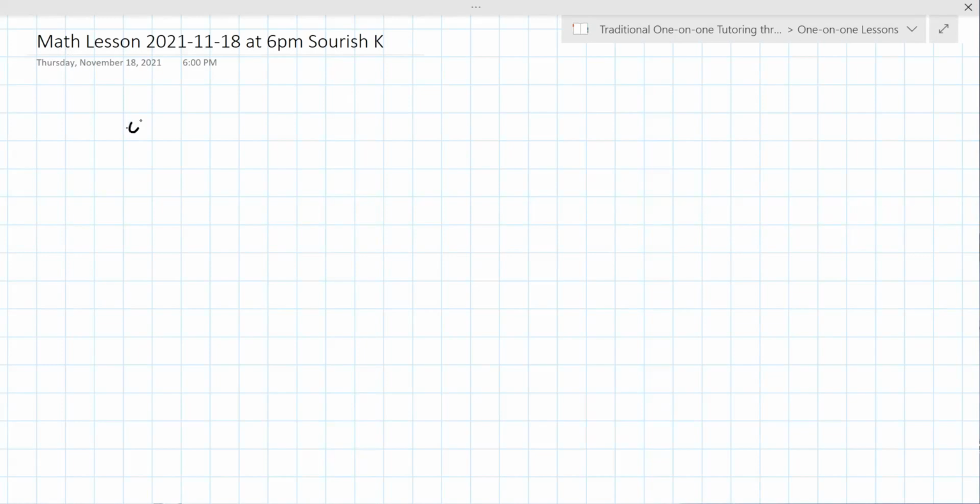Let's say I give you something like this. I tell you y equals 1/3 x minus 3. And I want you to put this into standard form. Do you remember what standard form is?